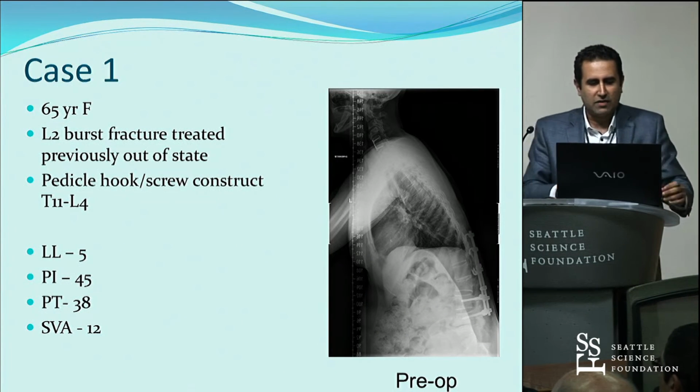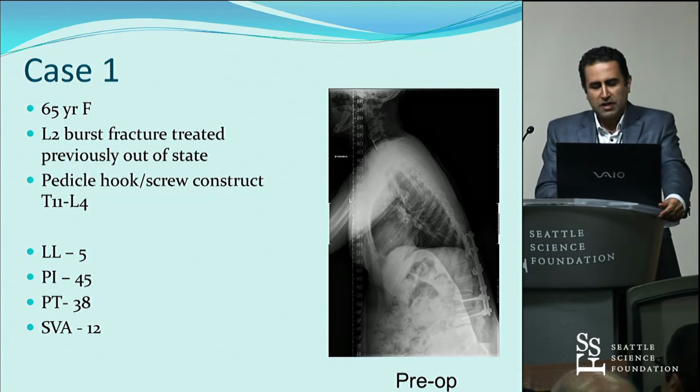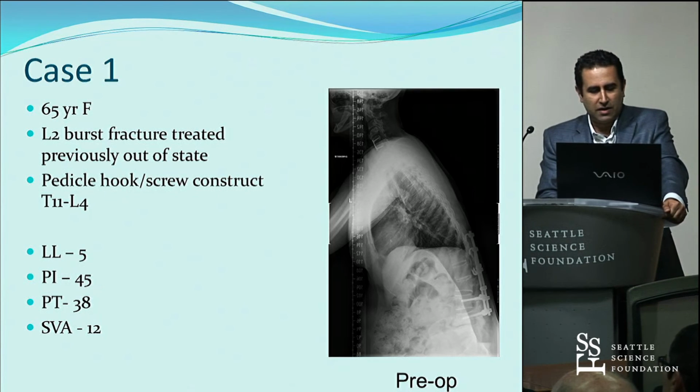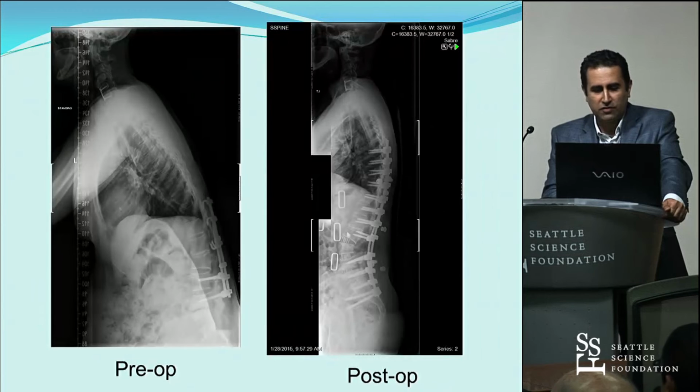So this is a case. This is one of our cases, 65-year-old lady, L2 burst fracture. She'd actually had a hook and screw construct performed outside. This was for a motor vehicle accident. She came in with a significant mismatch of about 40 degrees here. And look how positive she was.